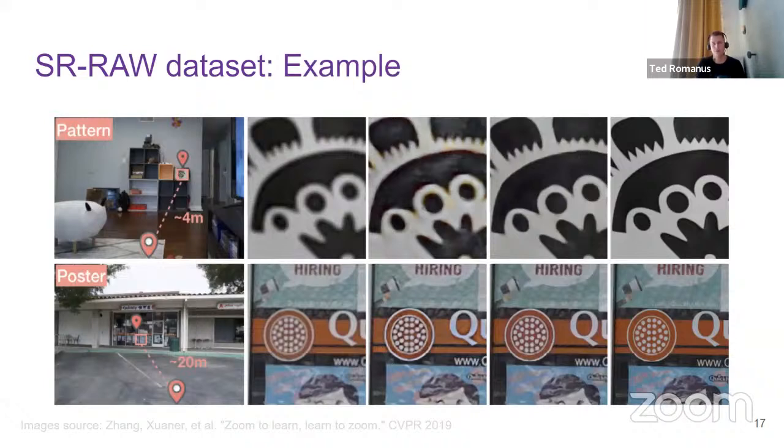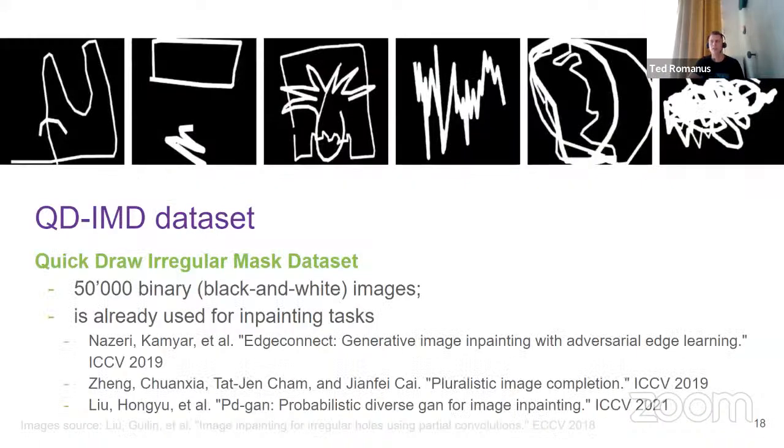Here's a closer look at the data set. We have multiple resolutions of the same scene. And for the super resolution task, we're going to use such pairs of images, like first and second, second and third, and so on. For the in-painting task, we chose the Quick Draw Irregular Mask data set, or QD-IMD.